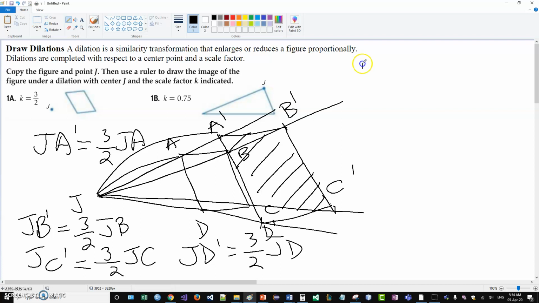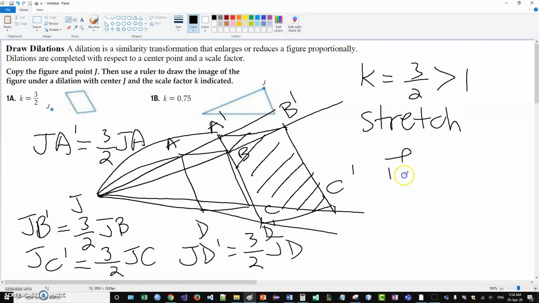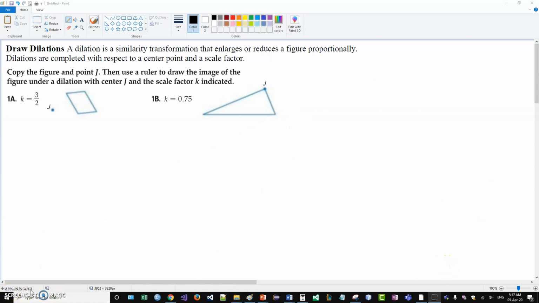Okay, because K, which is the scale factor, equals 3 over 2, which is greater than 1, it will be a stretch. Okay, if K is less than 1, it will be a shrink, as we're going to see in the next example. Alright, please pause the video at any time and try to repeat what we've just done to make sure you understand it.